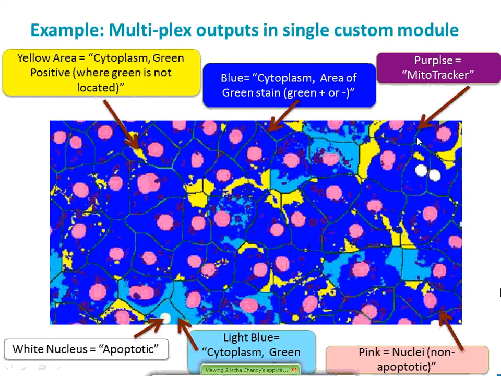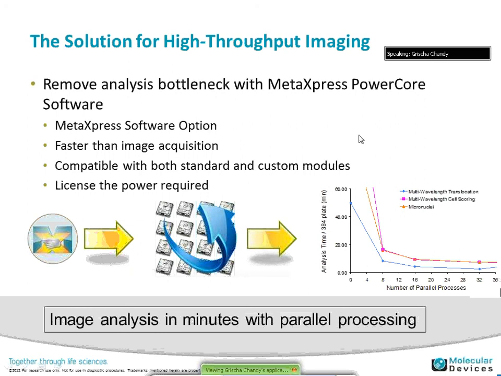Sorry for the typo. Purple is where there may have been a MitoTracker objects. Pink are non-apoptotic nuclei. White might be apoptotic nuclei, and another light blue where the cytoplasm was negative for some threshold of intensity. So you can collect quite a number of different parameters from a single module.